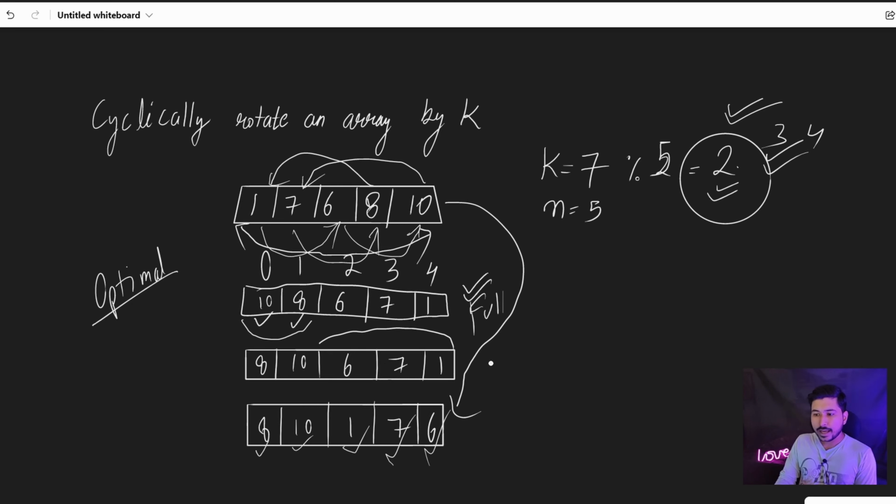Second rotation, up, meaning the remaining rotation numbers. You will get it from k percentile n, that is k modulus n. The number of rotations you will get it from here. You have to rotate the first rotation elements and after that the remaining elements.